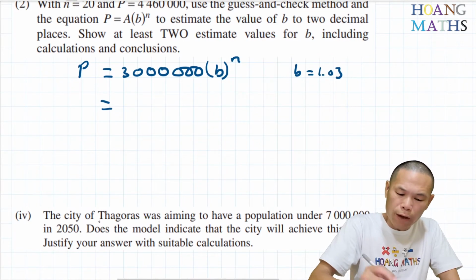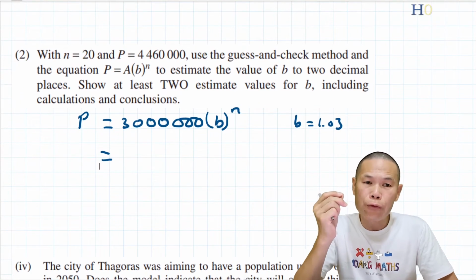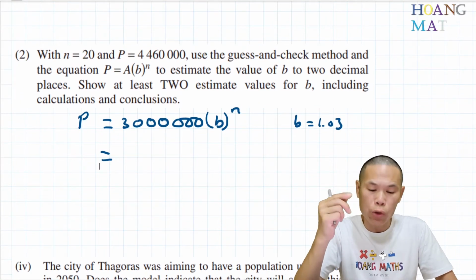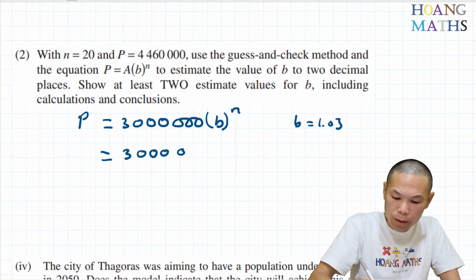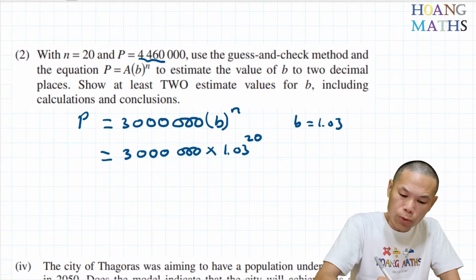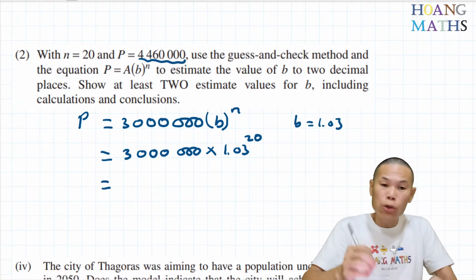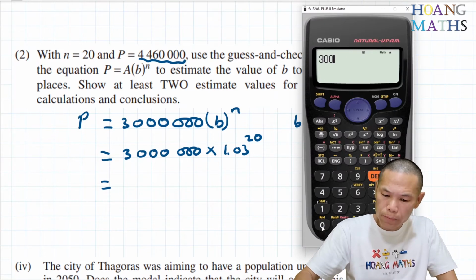So it should give us 4,460,000. If not, then we have to try a different value. Okay. So that's 3 million, and then we times by 1.03 power n. So n is 20. Okay, so we try to get to this value here. So now what I do, I just put that on a calculator. So I just go 3 million times 1.03 power 20.